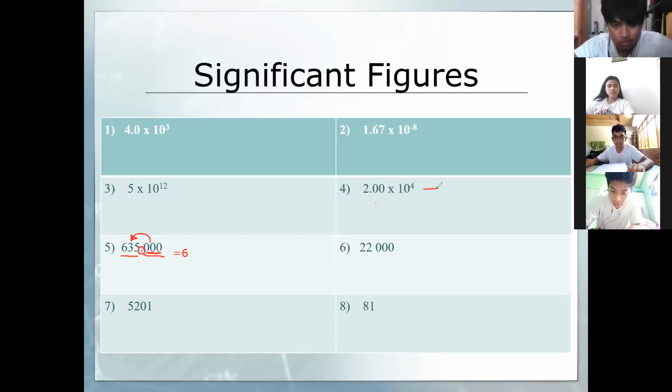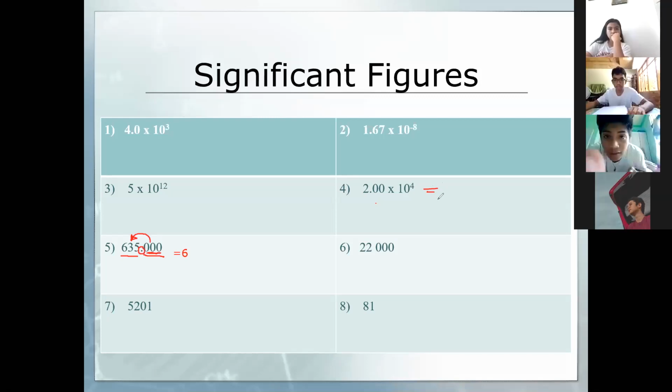Number 4, let's try. Edson, how many significant digits are there in number 4? 1. Very good. It's just 1. How about number 3? Alona, number 3.